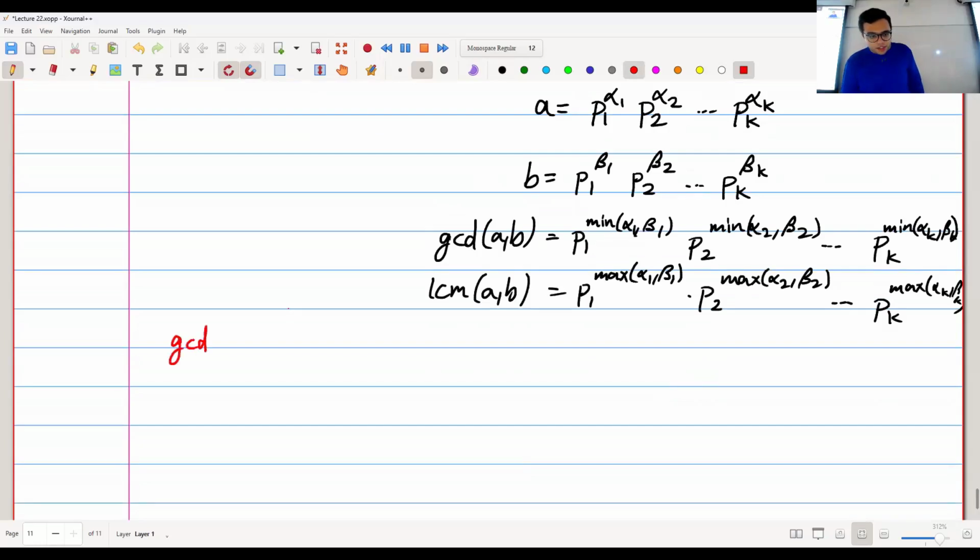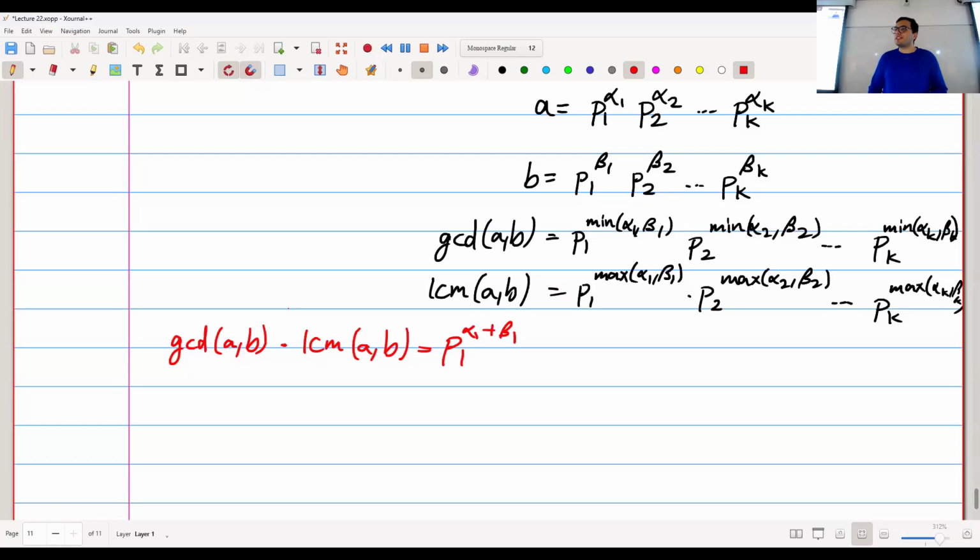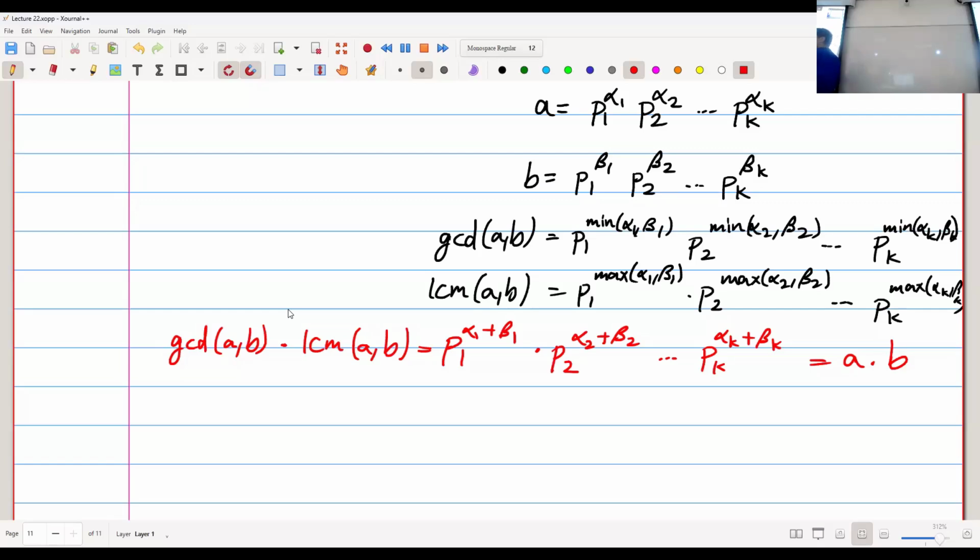So for example, if I want to take GCD of AB times LCM of AB, what is that? That's going to be P1 to what power? To the power of minimum of alpha 1 beta 1 plus maximum of alpha 1 beta 1. But anyway, one of them is the minimum, one of them is the maximum. Minimum plus maximum is just the sum of the two numbers, right? And then times P2 to the power of minimum of alpha 2 and beta 2 plus maximum of alpha 2 and beta 2. Again, you have two numbers. You're adding the smaller one to the larger one. That's just summing the two numbers. So P2 to the power of alpha 2 plus beta 2, and so on to Pk to the power of alpha k plus beta k. But this is just A times B. So that painful theorem that GCD times LCM is A times B suddenly becomes trivial.